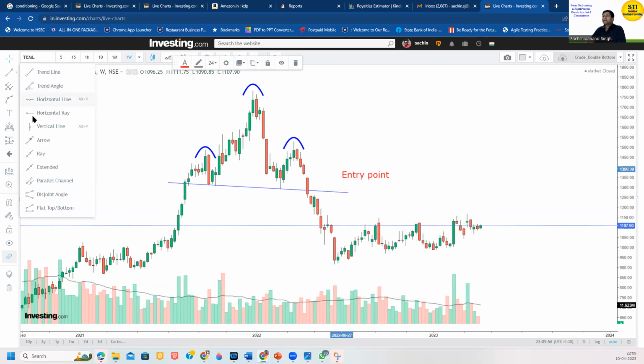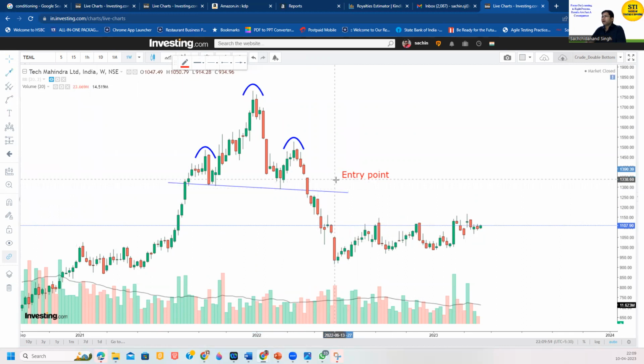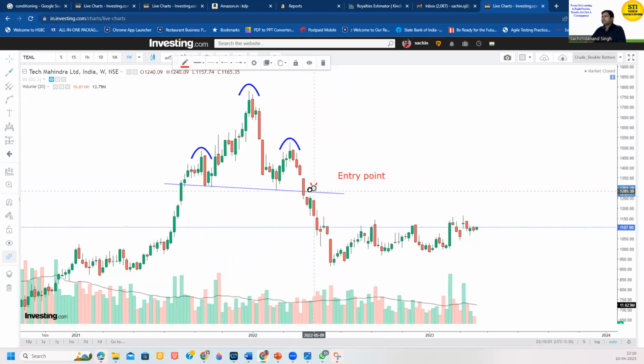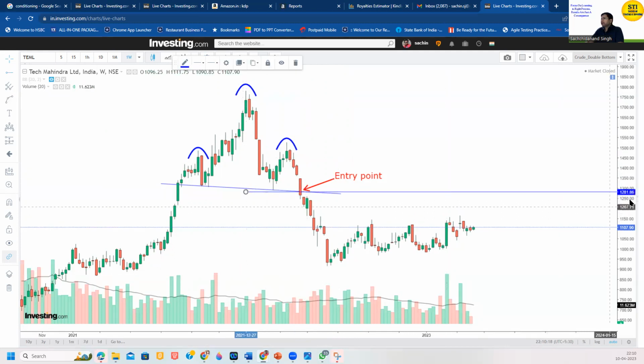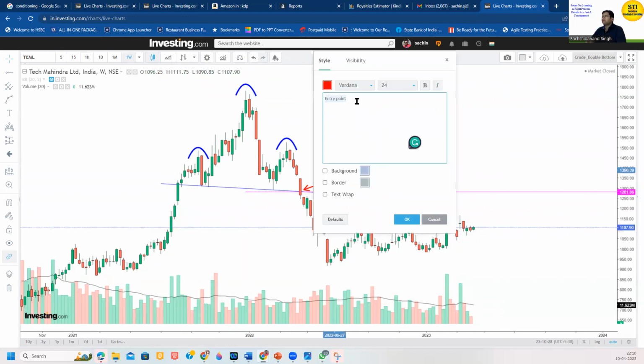Where, as per the theory we learned, the entry point is going to be somewhere here, where it is breaking the neckline. Okay, and let us see what the price point is at this moment. This point, let's highlight in a different color. So the price point is 1281. Okay, so this is case number one, or entry point number one, just for understanding purposes.